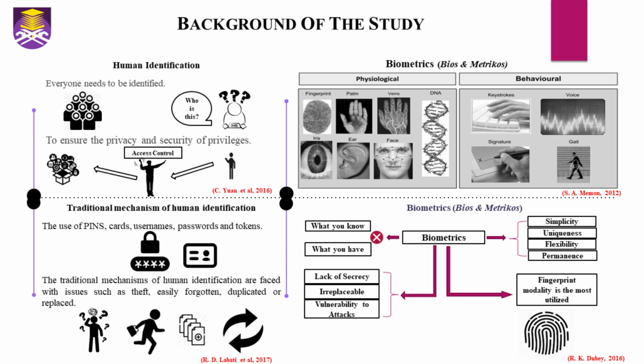However, despite these advantages, there are some disadvantages associated with the use of biometrics. One is lack of secrecy. No one can be able to conceal his biometric characteristics. Irreplaceable. Due to the permanent nature of biometric modalities, you cannot replace your biometric modality. And finally, they are also vulnerable to spoofing attacks. Among all biometric modalities, the fingerprint is the most used biometric modality.